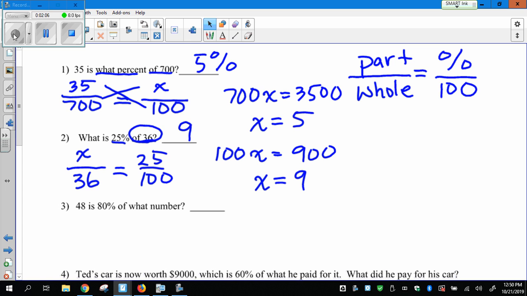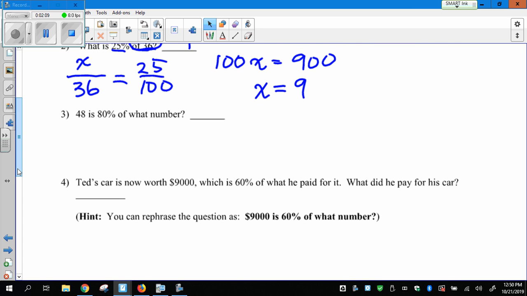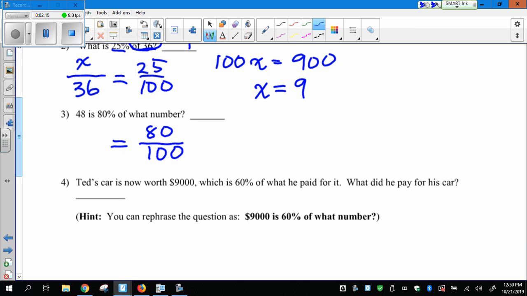All right, on the third problem, I'm given a percent again. So I'm going to put 80 over 100. And 48 is 80% of what number? Out of what number, that's the whole. So that's going to be where the x goes, and 48 is going to go on the top.